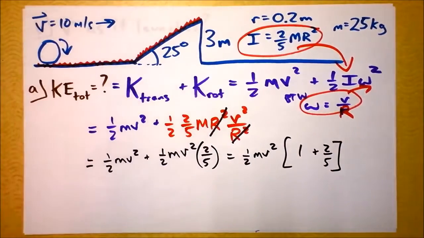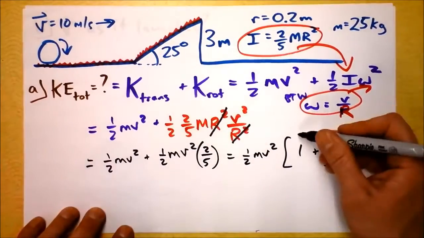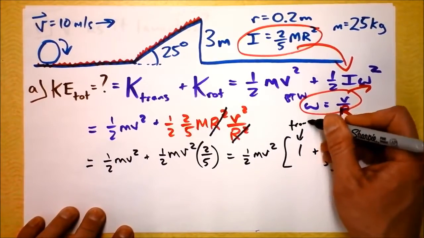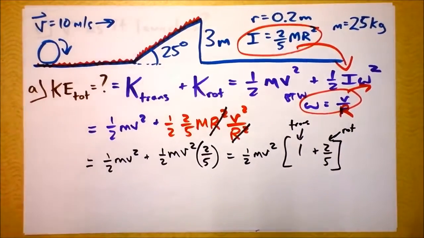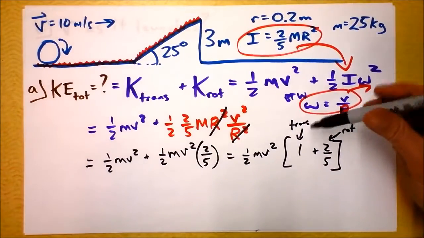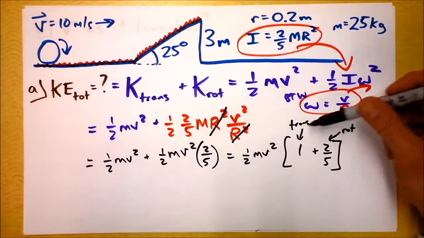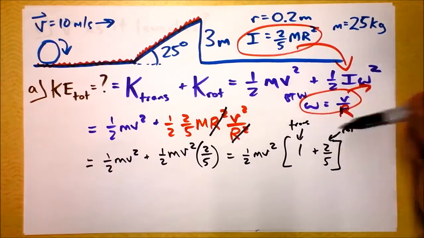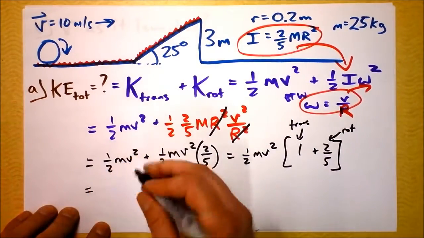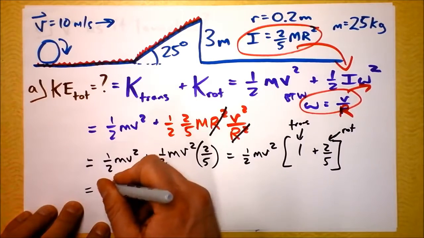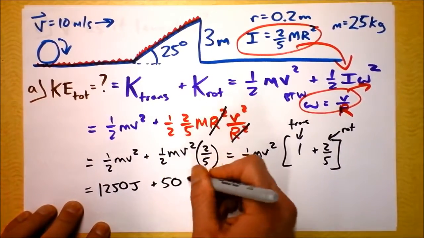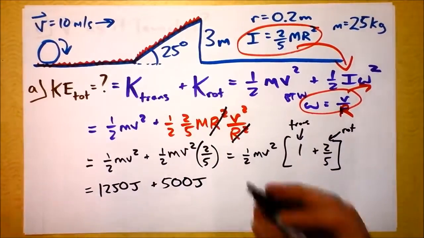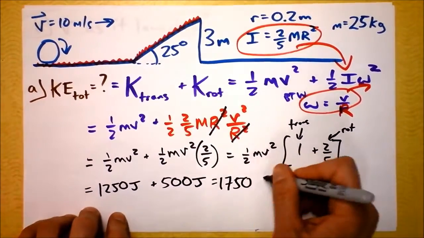This is a form that my students in class have seen pretty often, and it helps you to find out the fraction of the energy that is translational and the fraction of the energy that is rotational. That's cool. So 2/7 of the total energy is rotational, and the other 5/7 must be translational. If you actually plug in the numbers right here, you find that this is 1,250 joules plus 500 joules. Okay, cool. So, all right, great.